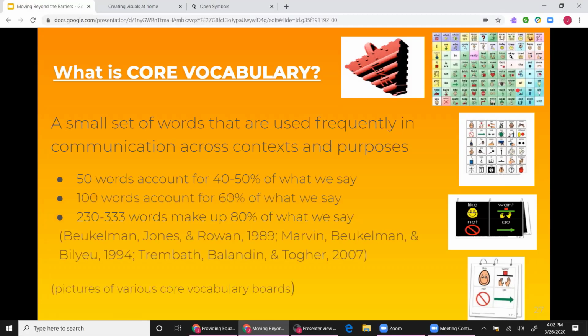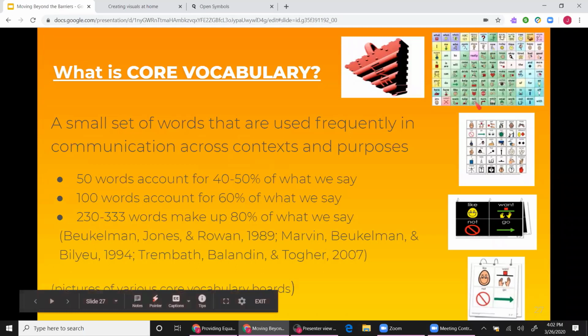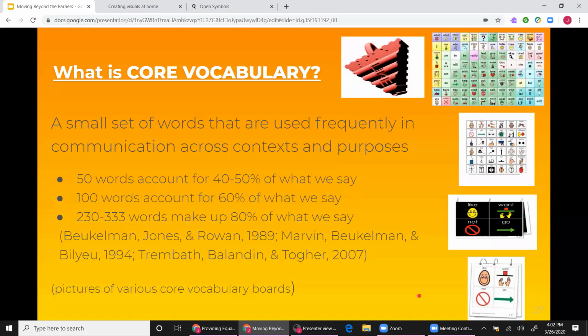Generally, the statistic that most people throw out there is about 250 words make up 80% of what we say. And these core vocabulary boards and words, you can see some examples on the side over here in the pictures, but these are really those little building blocks of language. They are your pronouns, your verbs, your adjectives. The nouns are what are thought of as fringe vocabulary. So nouns are fringe. Everything else is considered core vocabulary.